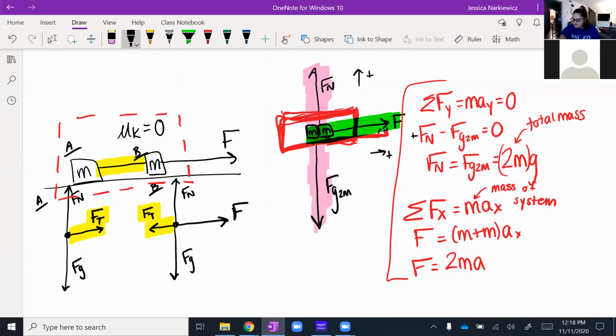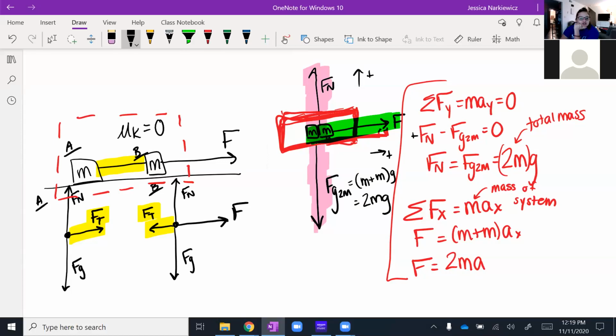The force of gravity is the force of gravity acting on the whole system. Since there's 2 m masses in my system, my force of gravity is really m plus m times g, which is the same thing as 2mg. And then in the x direction, the only force acting in the x direction is that applied force F. And again, my mass is the mass of the whole system, so m plus m, and that is 2ma.